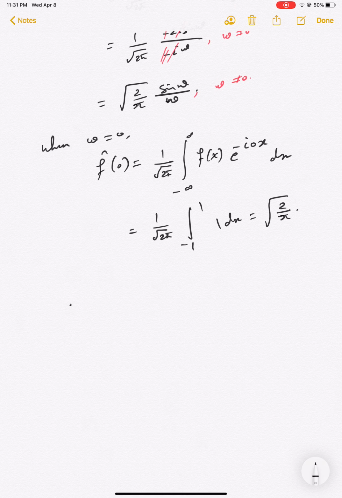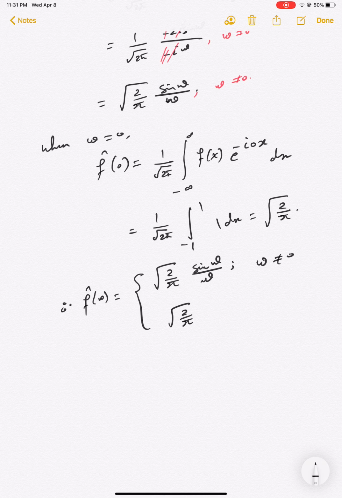Fine? So in the end, what is f hat of omega? We will see two formulas. The first formula is root 2 over pi, sine omega over omega. That's true when omega is not 0. And then you have root 2 over pi when omega is 0. So this is f hat of omega. Fine? So this is it. That's it.